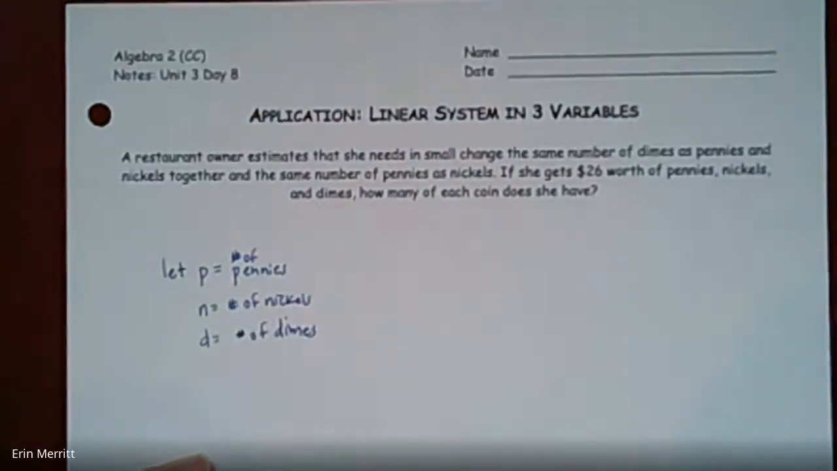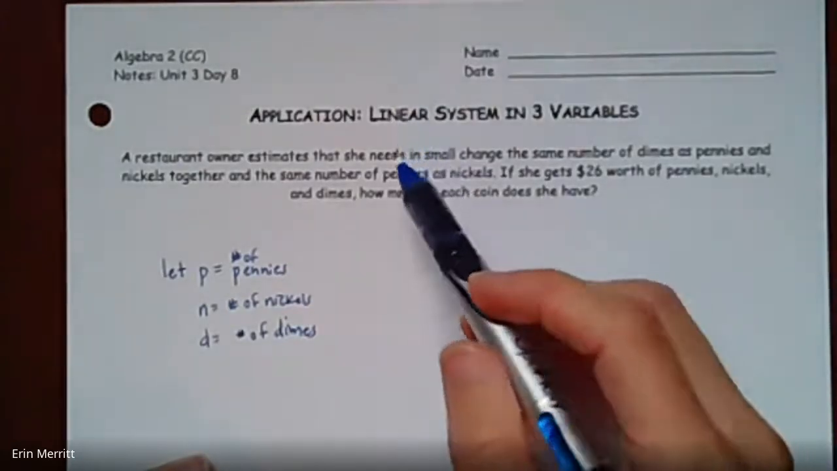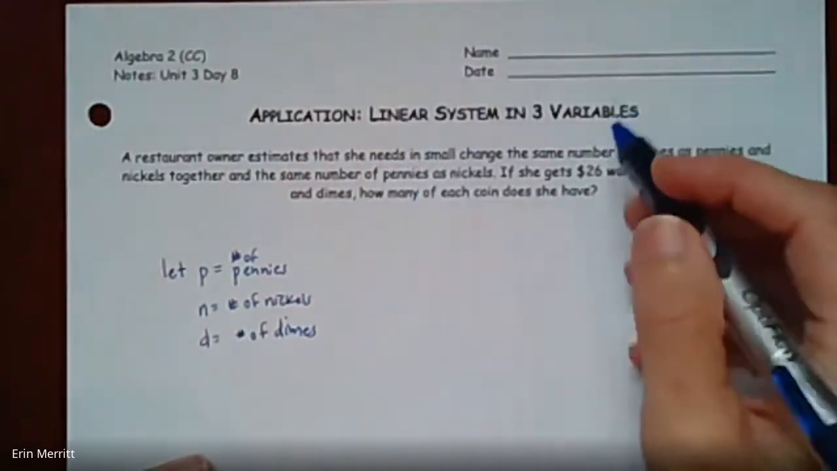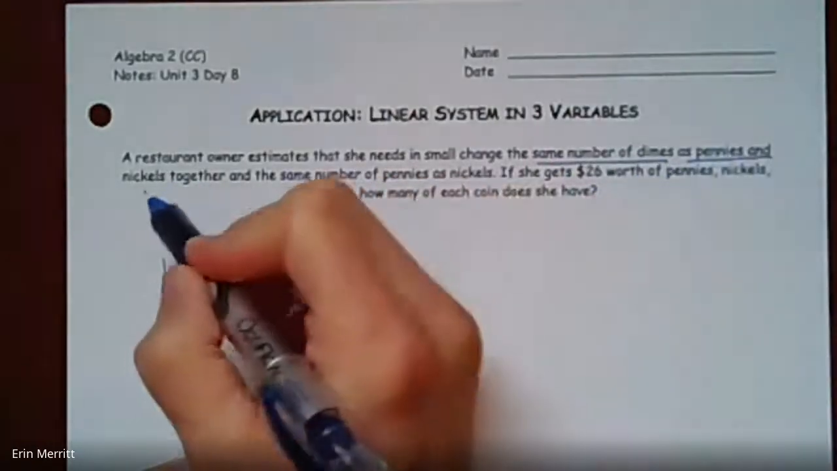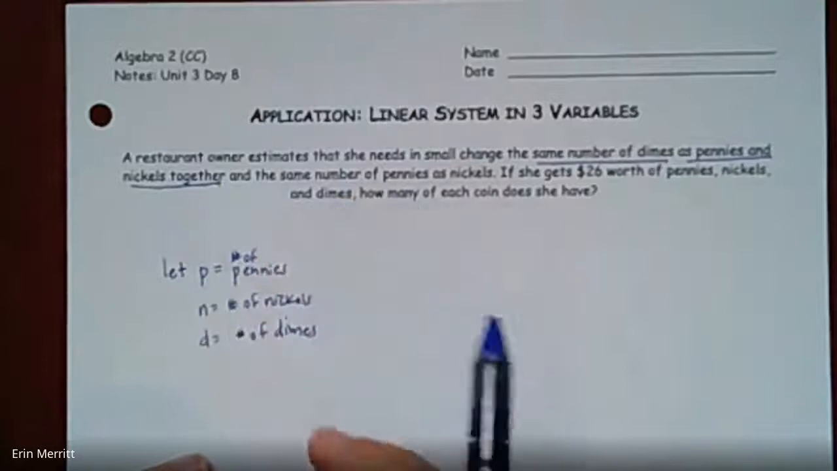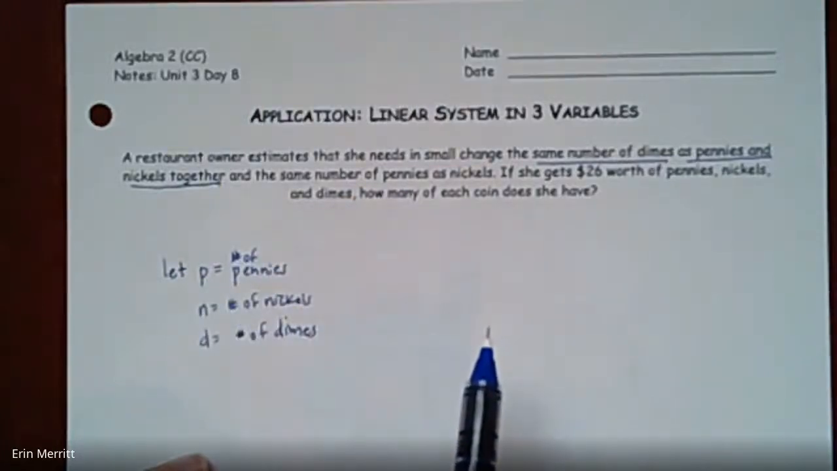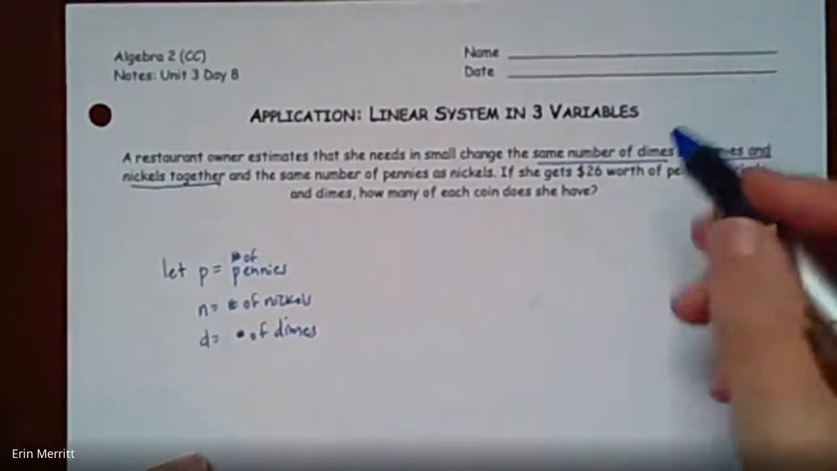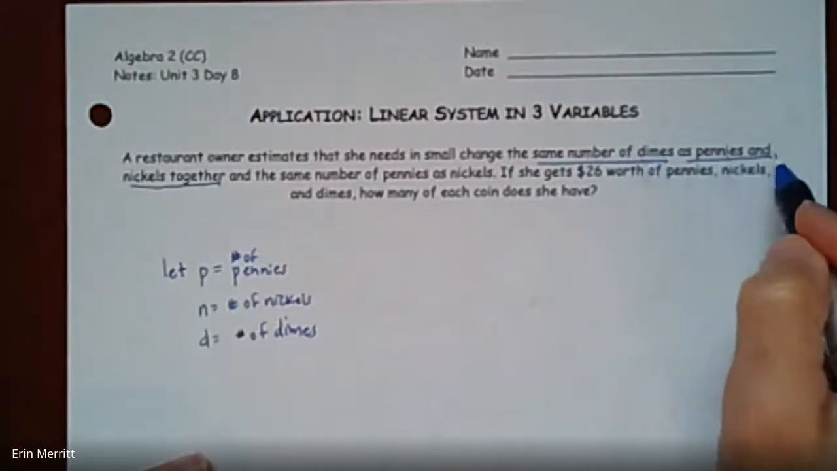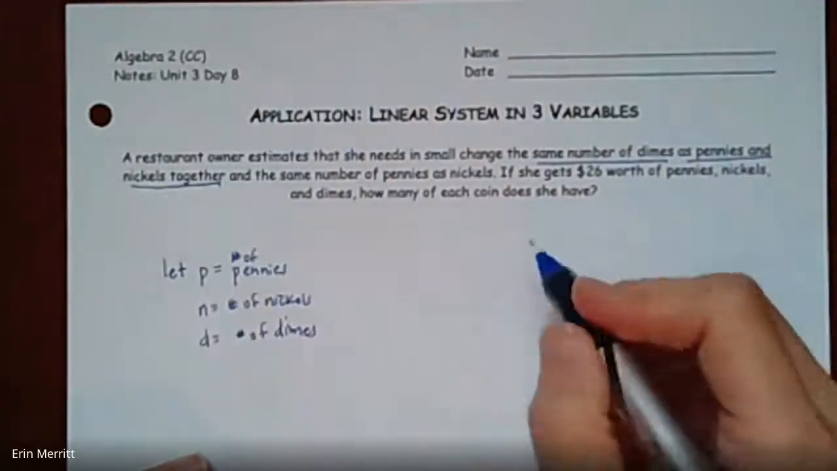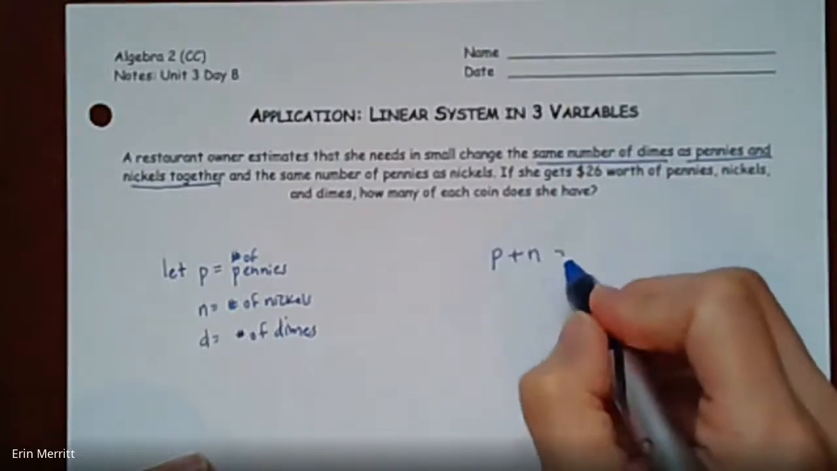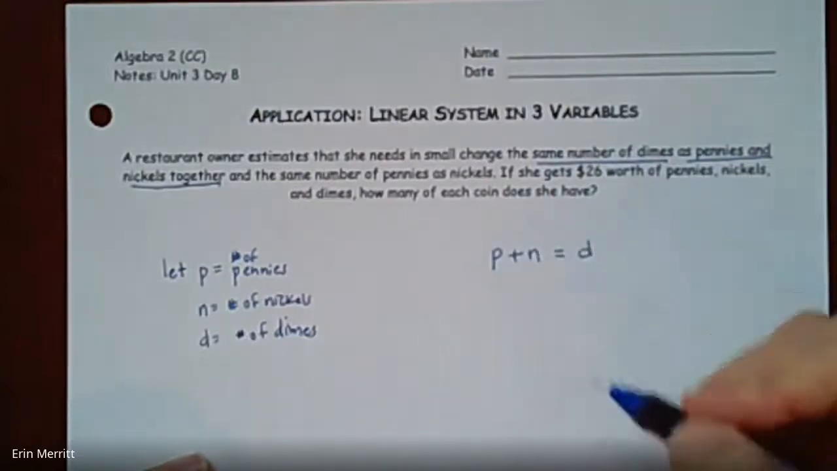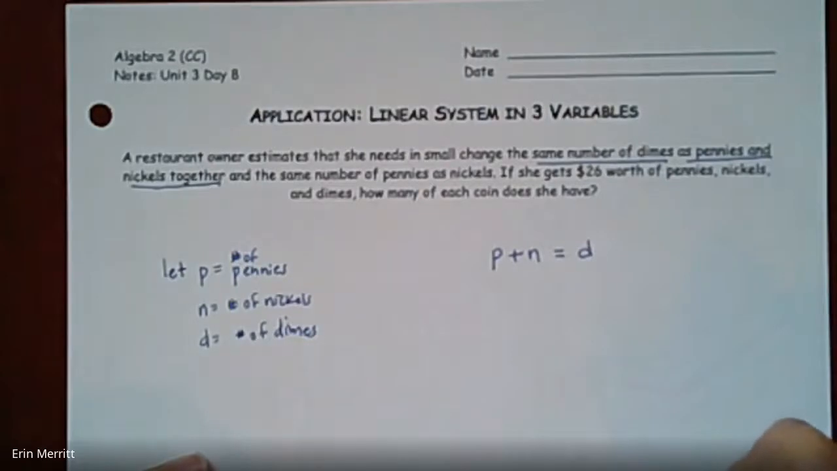Okay. When you read through it, I almost made a mistake reading it this first time here. You have to read really carefully. It's saying she needs in small change the same number of dimes as pennies and nickels together. So from each little statement here, we should be able to come up with an equation. So same number of dimes as pennies and nickels together. If we think about pennies and nickels together, we're adding however many we have, and that should be the number of dimes. There's our first equation.